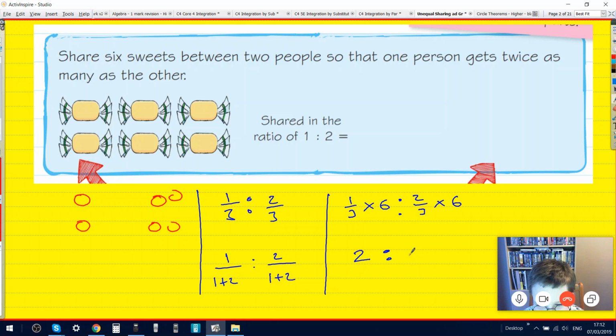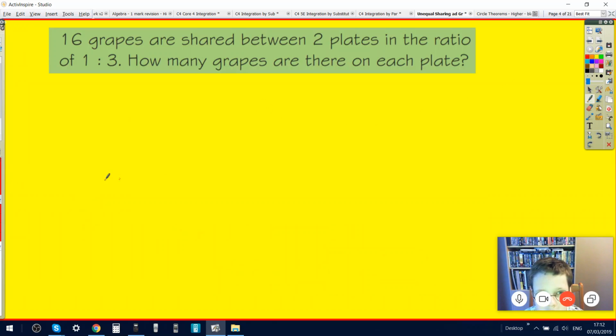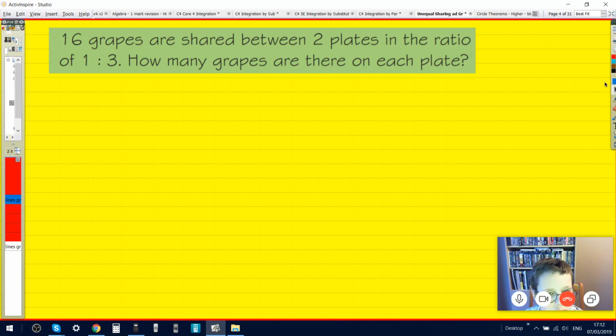Yeah. And then 2/3 of 6? That is 6 divided by 3, times 2. That's 4. Yes. And so 1 is to 2 is the same as 2 is to 4, a bit like fractions. So they get 2 sweets, the other person gets 4 sweets. Okay. So let's practice that. This one.